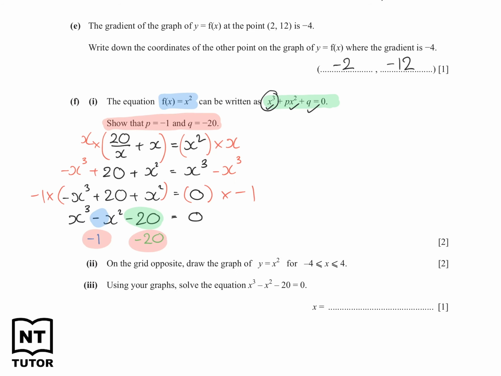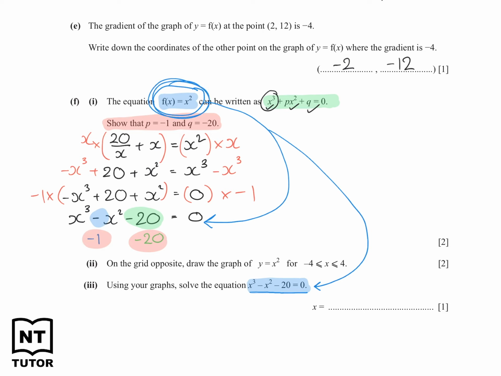Part 3. Using your graphs, solve the equation x cubed minus x squared minus 20 equals 0. If you notice, this expression is the expression that we simplified or rearranged from this expression in part 1. We managed to rearrange it into this. Therefore, solving x cubed minus x squared minus 20 is the same as solving this equation, or solving where the graph of f(x) crosses the graph of x squared.